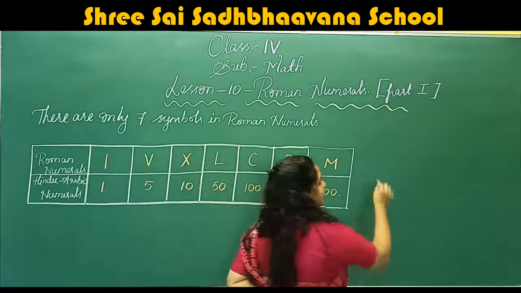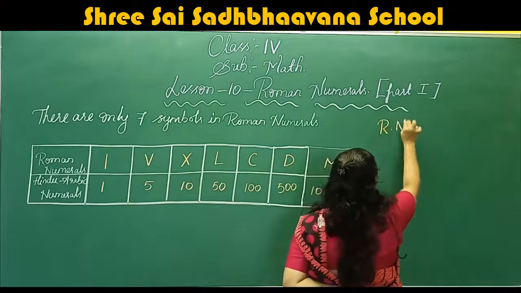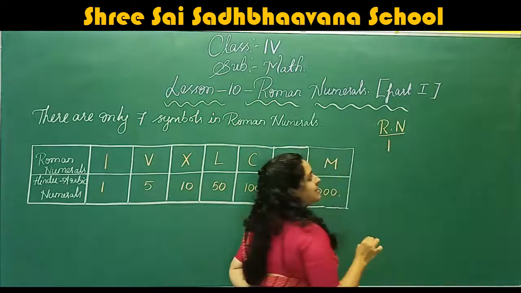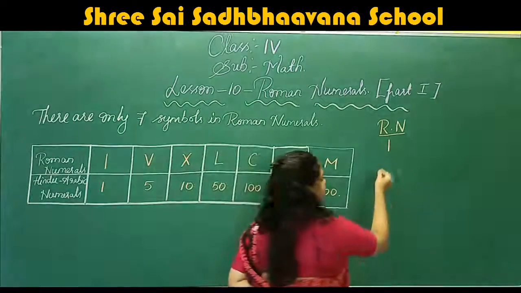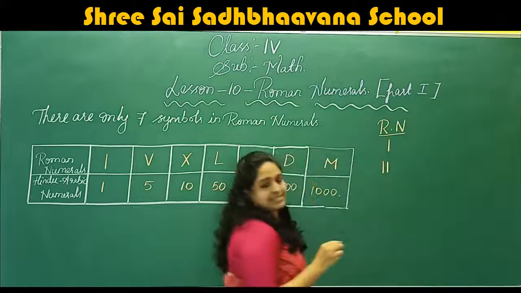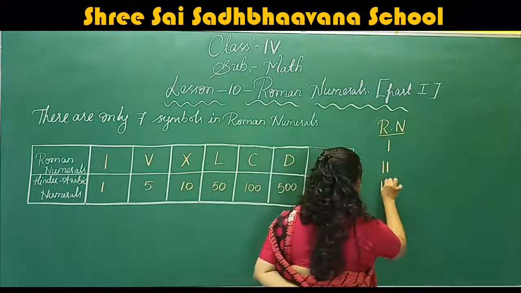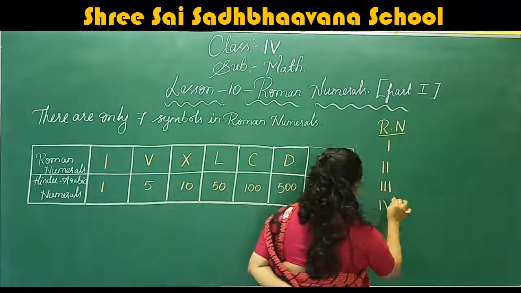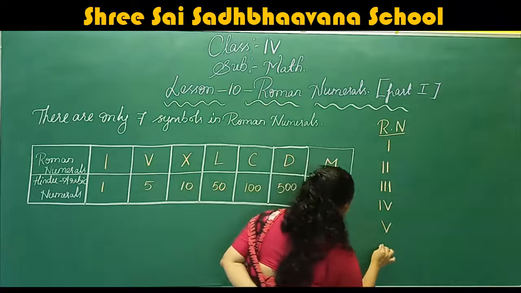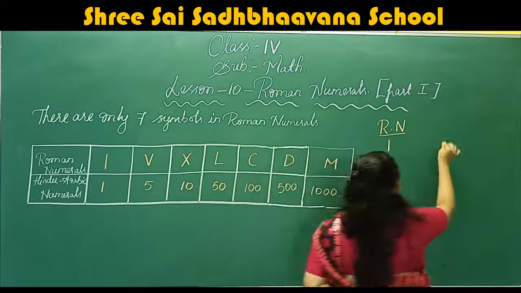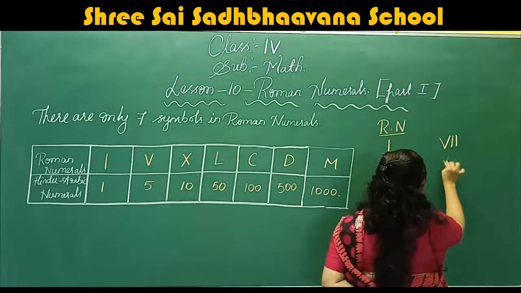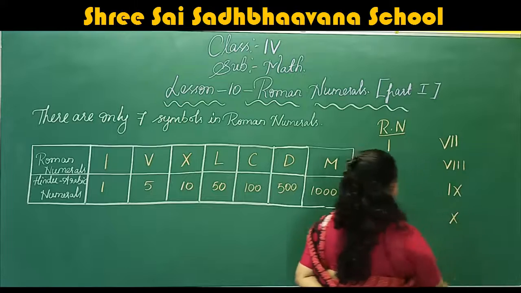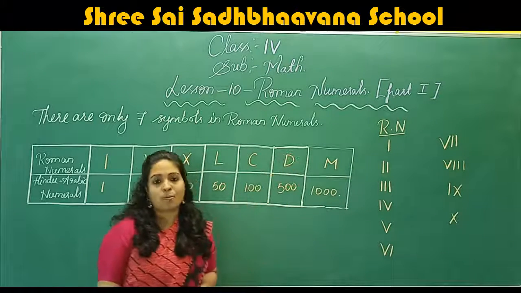Here I am going to write the first 10 Roman numerals. How to write 1? 1 is I. Then 2 is II. 3 is III. 4 is IV. 5 is V. 6 is VI. 7, VII. 8, VIII. 9, IX. 10, X. So these are the first 10 Roman numerals.